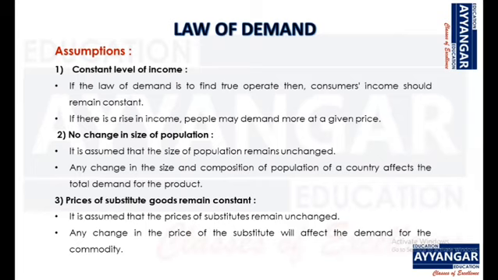Let's understand a few of the assumptions of the law of demand. Constant level of income. For the law of demand to operate truly, the consumer's income should remain constant. If you want to apply the law of demand in the right manner, we have to assume the income of the consumer remains the same. Because if the income increases, the customer will demand more, even at a high price. So we believe the price will change and the demand will change, but the income or salary of a person should not change here.